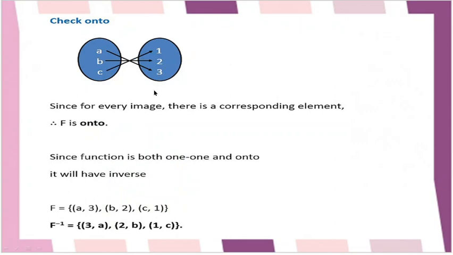Everybody is well aware now. Everybody can easily find out, yes, this is onto as well. So definitely this function will have an inverse. And the inverse will be 3→a, 2→b and 1→c.